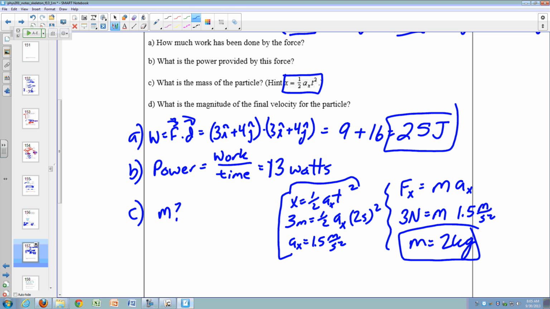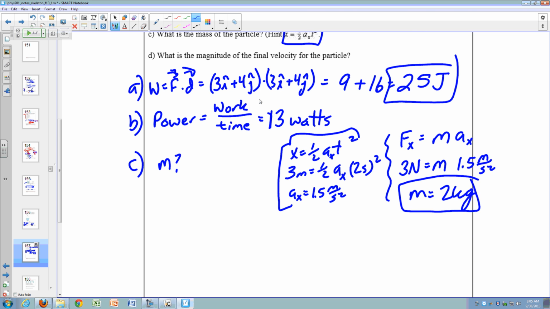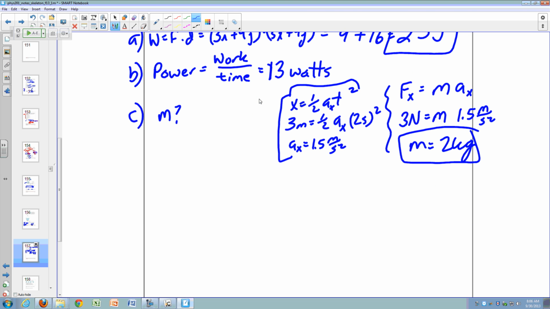But there's an easier way to do this, and we'll use this approach. Something called the Work-Energy Theorem. We'll get to this in a bit, but I'm going to introduce it here. The Work-Energy Theorem. And this just says that if you do work on an object, then you increase its energy.